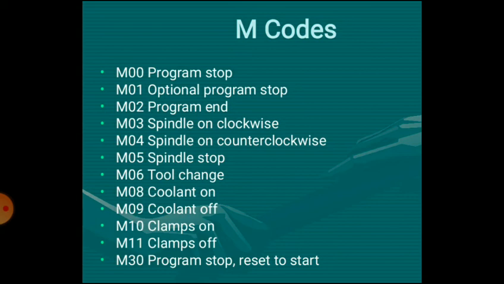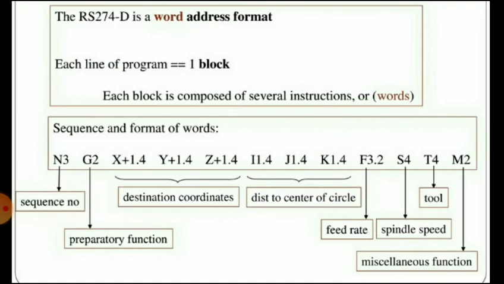Then M10, that is clamps on, M11, clamps off. M30, program stop, reset to start, or stop and finish the program. So it will stop the spindle, coolant and feed after completion of all the commands in the program. Also it resets the control and machine. So these are some miscellaneous functions, that is M codes.